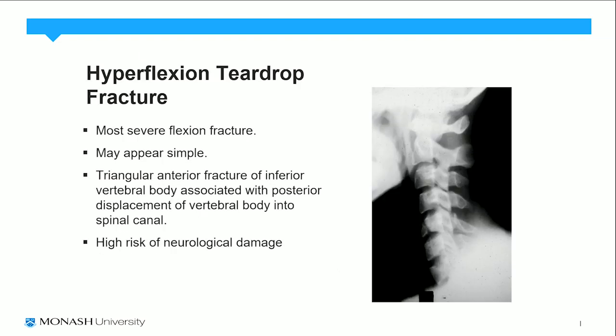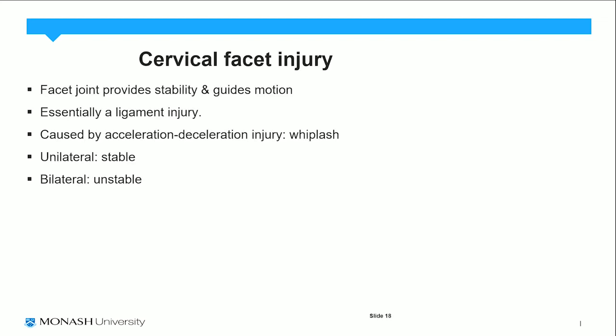Hyperflexion teardrop fractures are the most severe type of flexion fractures, although they might look quite simple. What you need to look for in the vertebral body is a triangular anterior fracture of the inferior vertebral body. Sometimes it can be superior. It's associated with posterior displacement of the vertebral body into the spinal canal, and there is a high risk of neurological damage with hyperflexion teardrop fractures.